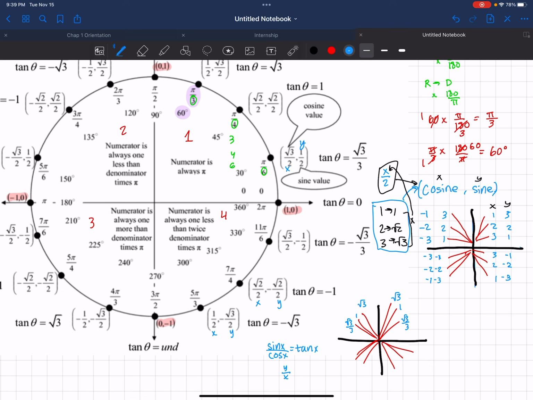In this quadrant, everything is positive. So you're dividing a positive by a positive, which gets you a positive value. Here though, you're dividing a positive by a negative, like positive sine by a negative cosine, because you're down here, so you're going to get a negative value. So all of these are negative.